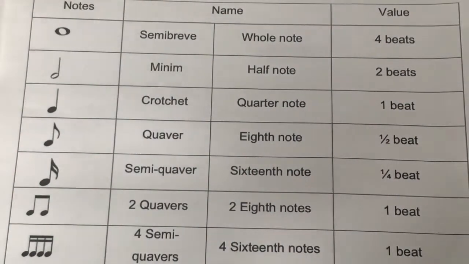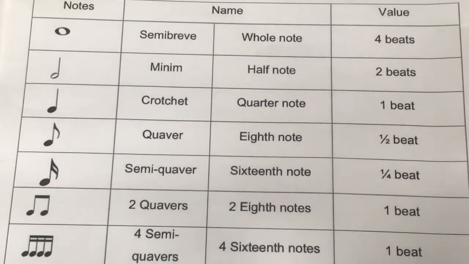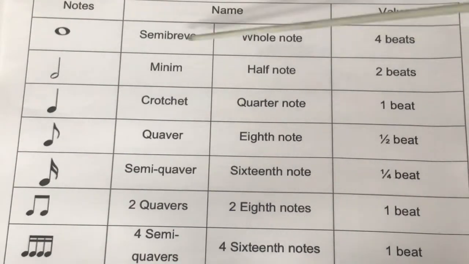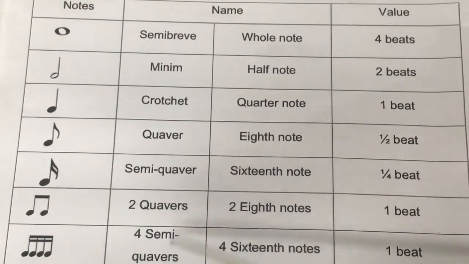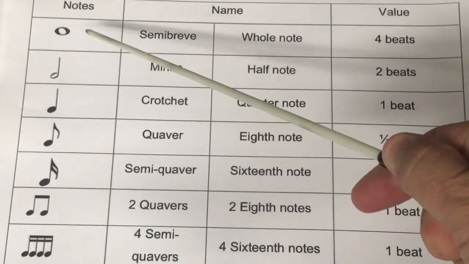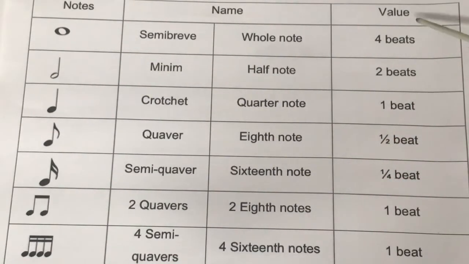Back to note values and the names of notes. This is extremely important. Extremely important that you memorise this table. Probably not so much the actual names, particularly the names down here. These are the more commonly used names. But it's extremely important that you relate the actual note with the value of the note.